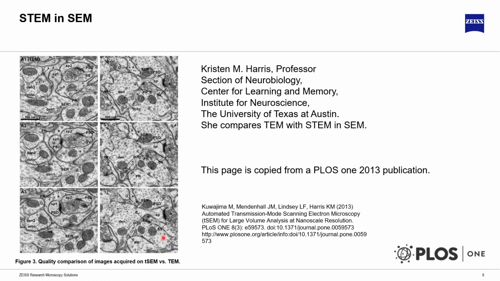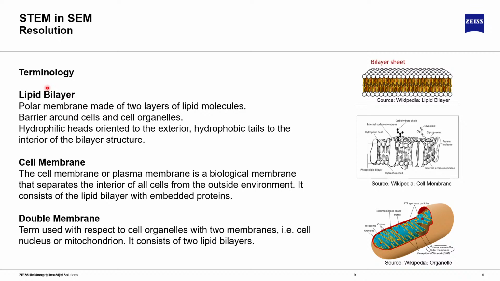Kristen Harrison, professor at the University of Texas, did very comprehensive work on this kind of comparison. Here you have TEM imaging and SEM imaging in 2013. You can find this publication where she compared different ultrastructures, and how the high quality and high resolution that we have nowadays for an SEM instrument can provide very detailed images, very near to the TEM imaging that we have. Now, but why is this important?